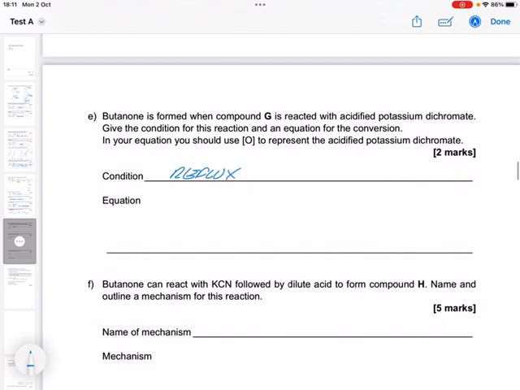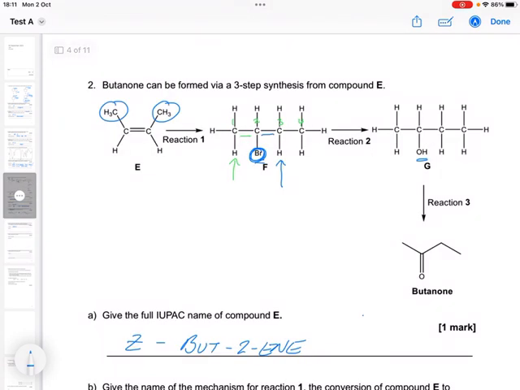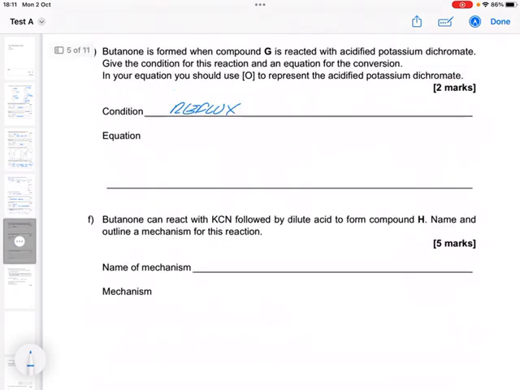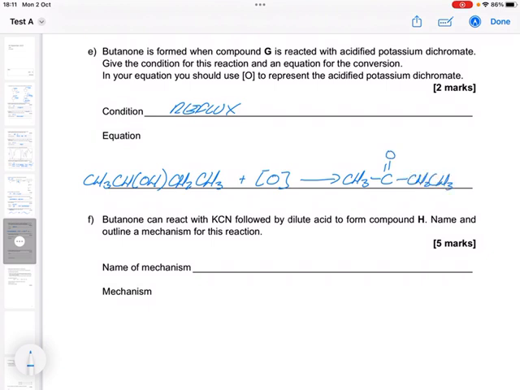So that is that. Now compound G is butan-2-ol. So let's start with that. So CH3, CHOH, CH2, CH3 plus O in square brackets is going to give me CH3. Now, it doesn't matter if I display a little bit here, but this will certainly make it easier to see what's going on, which gives me that, and then I need water on the end of it there. So there's 1 mark for reflux, 1 mark for the balanced chemical equation.